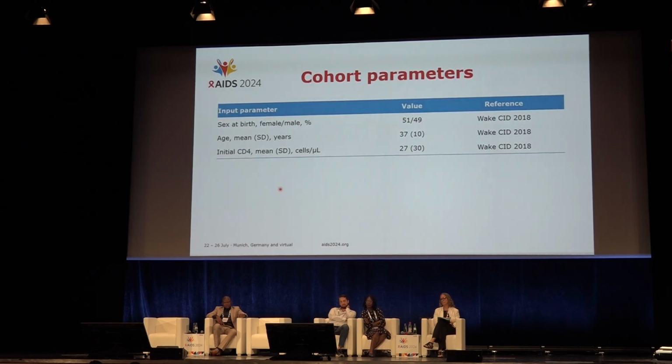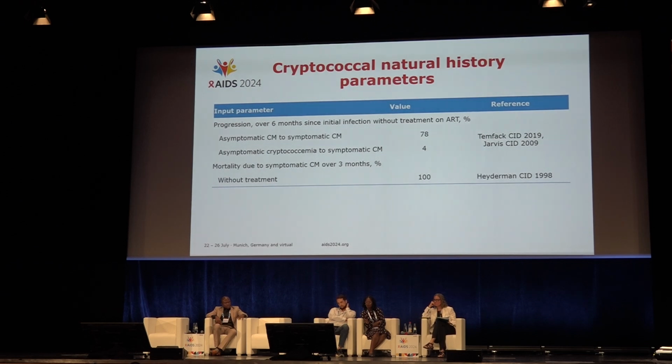I'm going to run through some model input parameters. At model initiation, the cohort was 51% female, with mean age of 37 years and CD4 count 27 cells per microliter. And given limited data on cryptococcal natural history, we estimated that over 6 months since initial infection without treatment but on ART, 78% of people with asymptomatic CM and 4% of people with asymptomatic cryptococcemia would have progressed to symptomatic CM. Mortality was 100% over a period of 3 months.